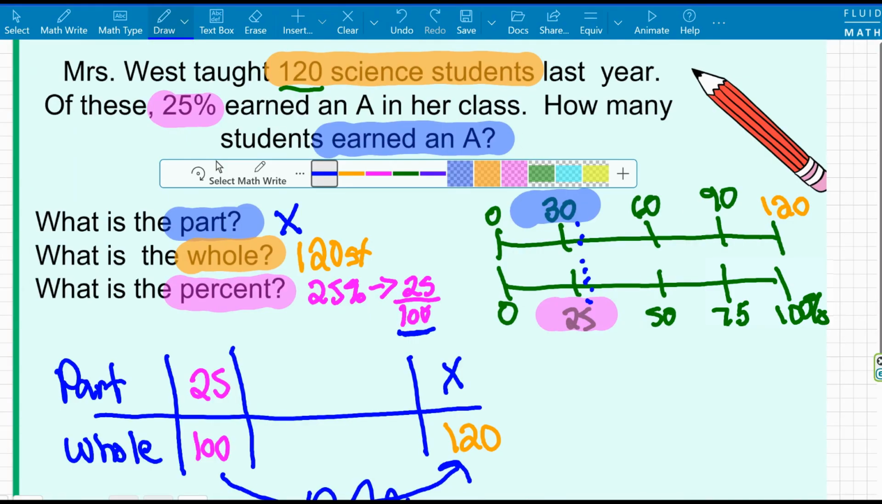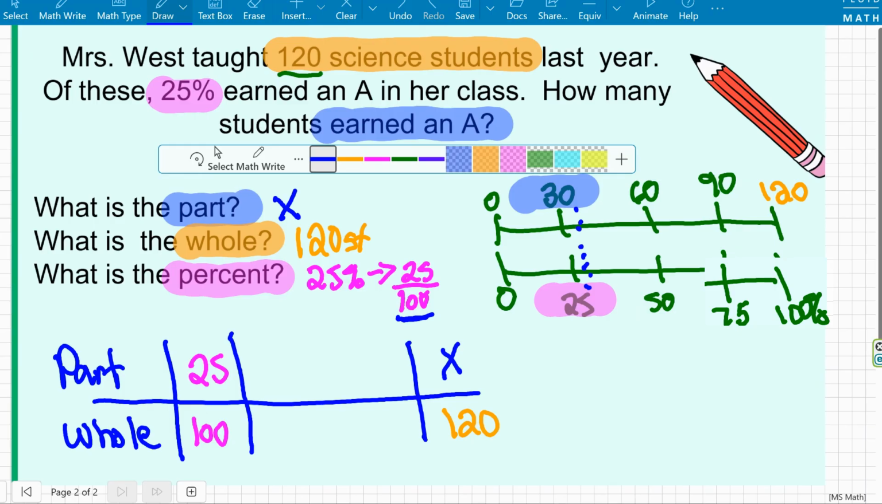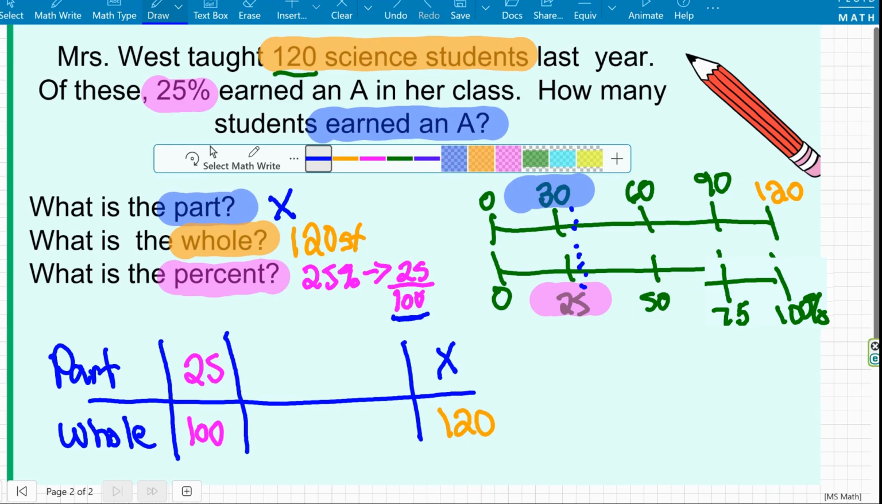So I can make it easier by breaking it down or simplifying 25 over 100. You may know that 25 goes into 100 4 times, which makes 25 1/4 of 100. And then from there, you can scale up to 120. But what if you didn't know that? Well, we can look at 25 and 100. I know that 5 goes into 25 5 times, and I may know that 5 goes into 10 2 times. That means that 5 goes into 100 20 times.